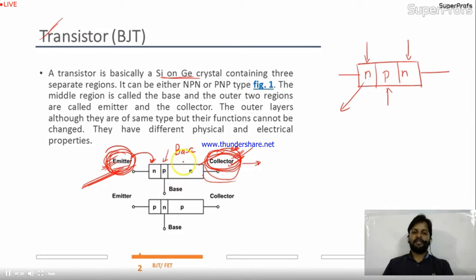What about the base? This is the base region. In between collector and emitter, we call it the base region. This is moderately doped, this is less doped. In the base region, the doping is very less and this is a very thin part, okay? So, what is going on in the system?